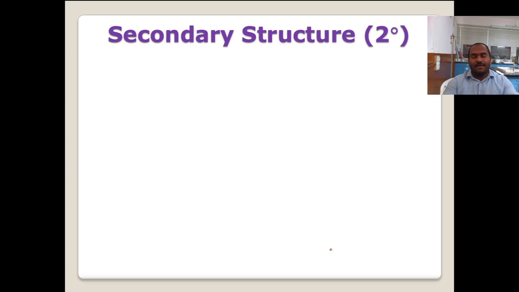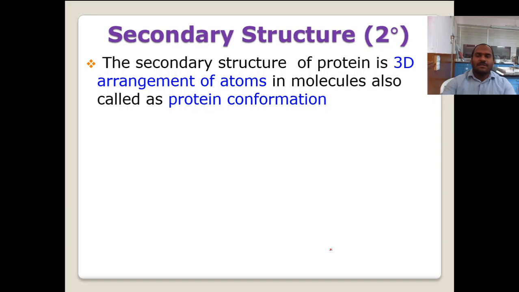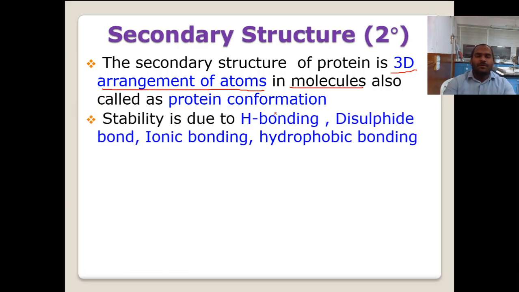Now let's consider the secondary structure, which is more important for the study of a protein molecule. The secondary structure of a protein is the three-dimensional arrangement of atoms in a molecule, which is also called protein conformation. So in the primary structure we find the sequence, and in the secondary structure we find the three-dimensional arrangement of the atoms in the molecule. This leads to the conformation of the protein, therefore it is also called protein conformation.